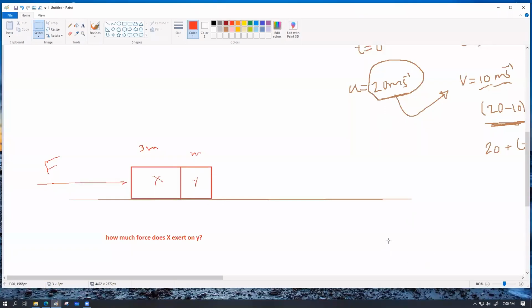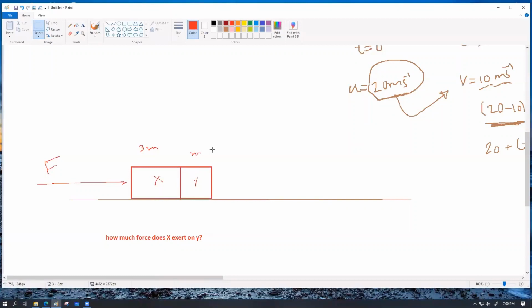F. 1/4 of F. Okay. I'll help you to sort this out, and then I'm going to make this problem easier for you to work with. Try to understand. These two objects are in contact with each other. How much is the total mass here? Total mass. 4m.